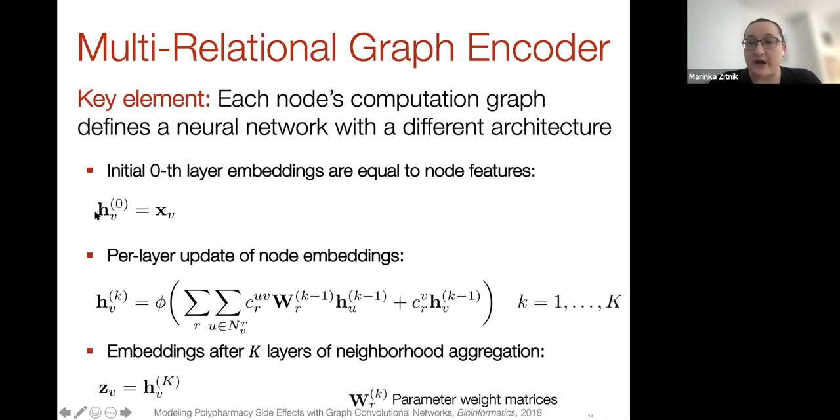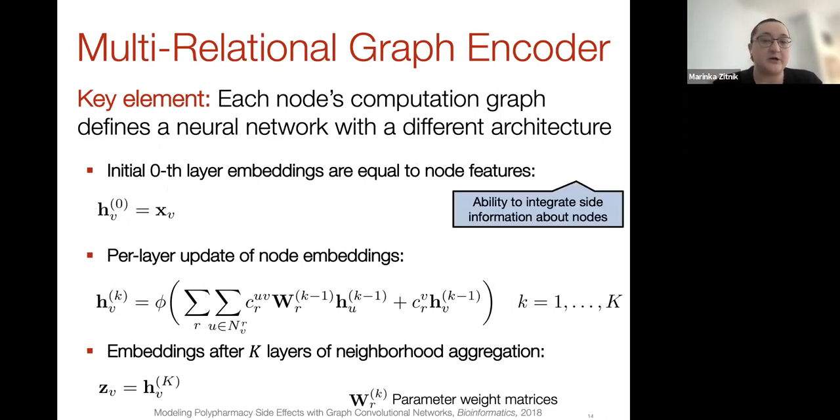So our multi-relational graph encoder in this approach has the following structure. Every node has an embedding at each layer. The initial embeddings for nodes are the side features that we might have about nodes, or if no side features are available, then we simply use one-hot encoding vectors. So H sub V would indicate the embedding for node V at layer 0, which would be just the initial one-hot encoding vector or feature vector for node V.